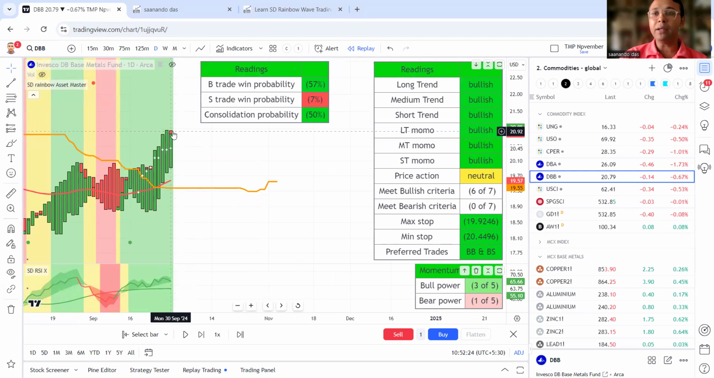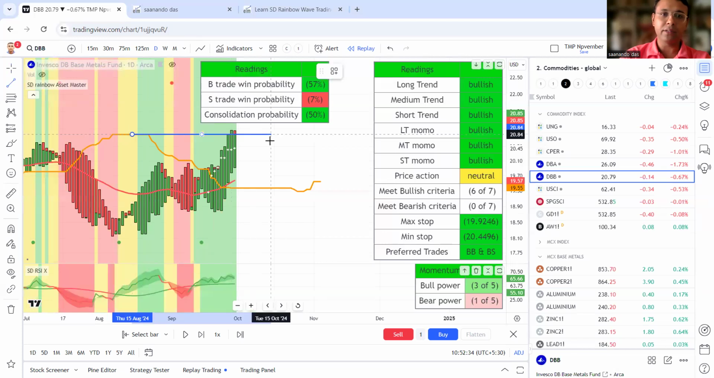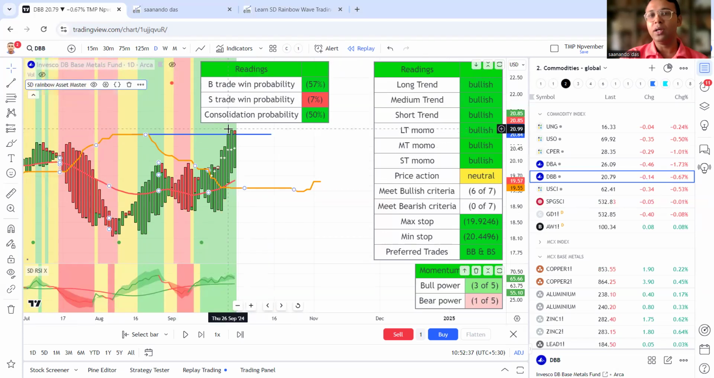So here the main GSCI saw the background turning yellow, but this one, DBB, has a very natural correction when it is at a mountain top resistance. So it is very, very natural that it is correcting here.